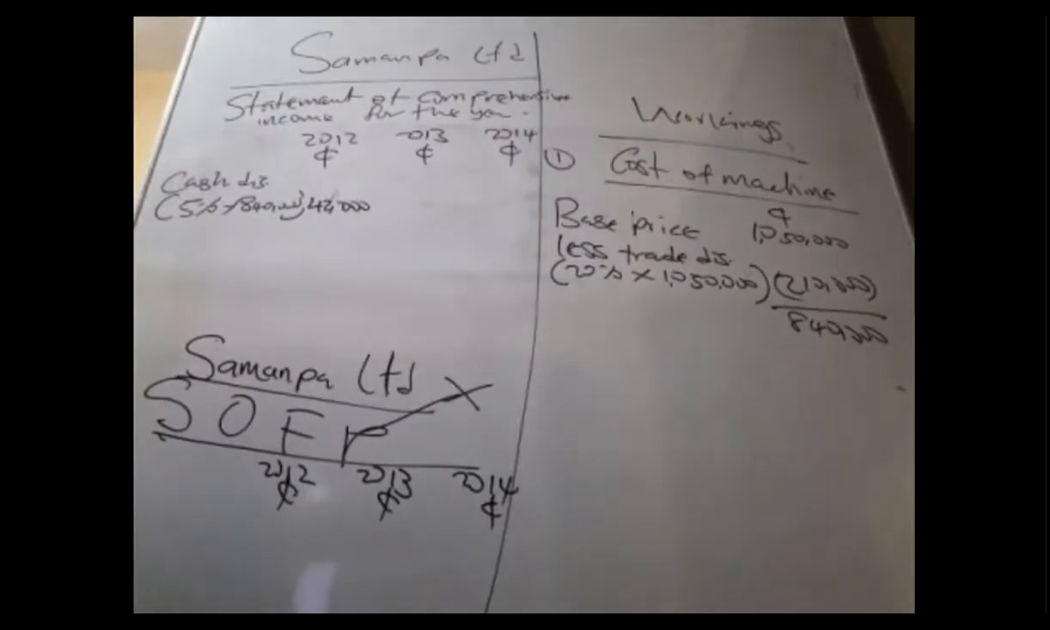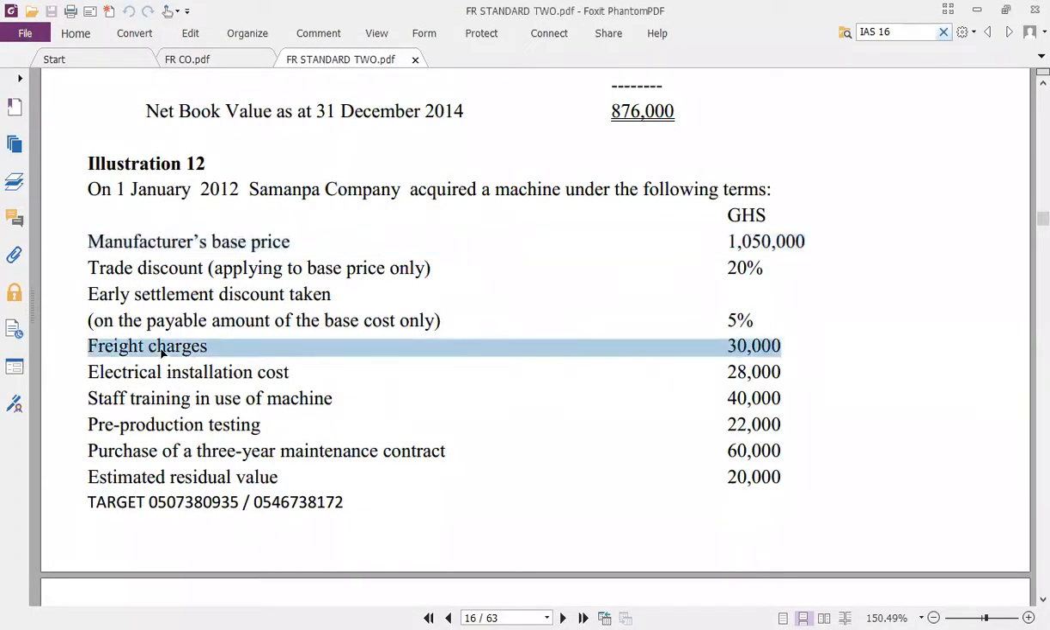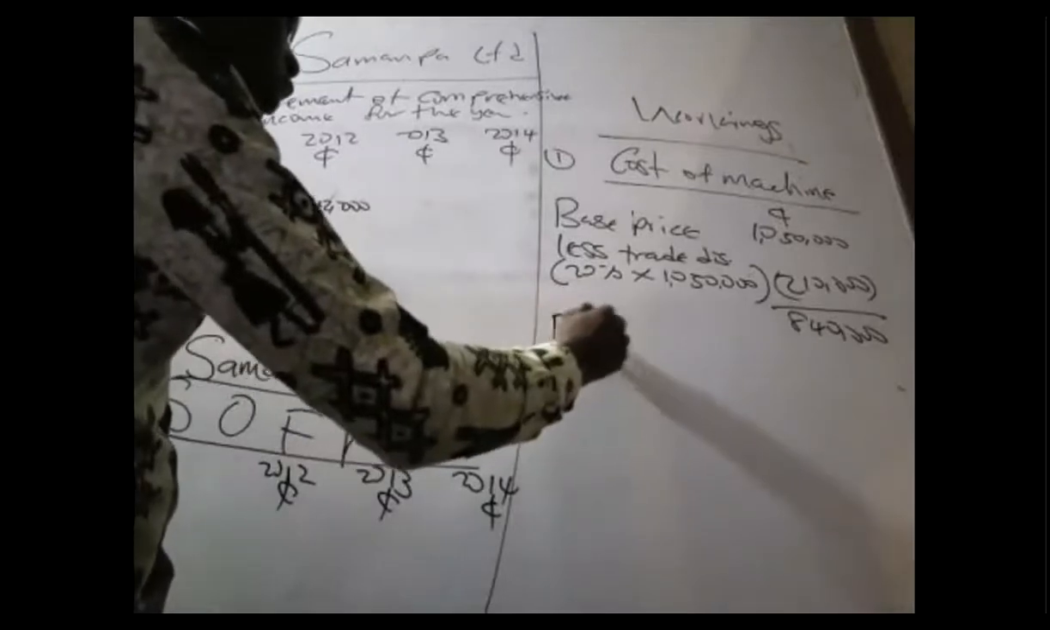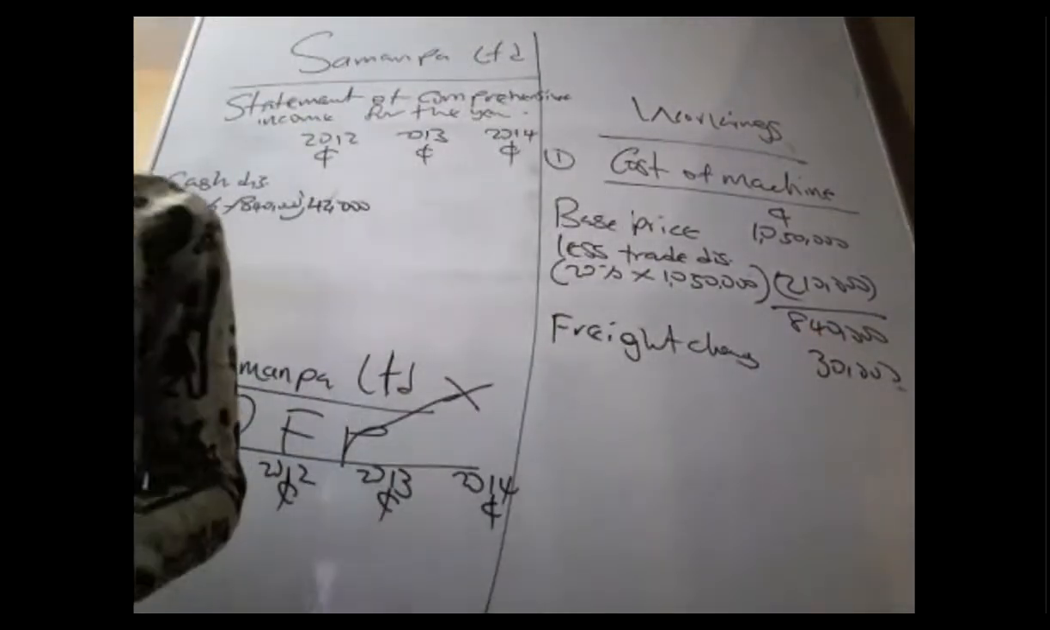Then move on to the next item on the list. Freight charges. What are you going to treat it? P&L or capitalized? Might be capitalized. So freight charges, 30,000 quickly. All right, freight charges, 30,000. Quickly, we move on.